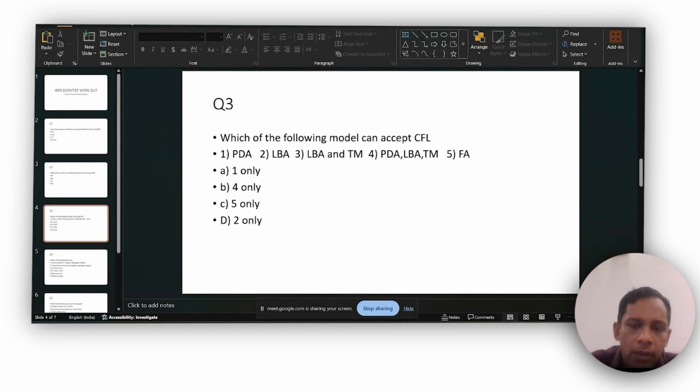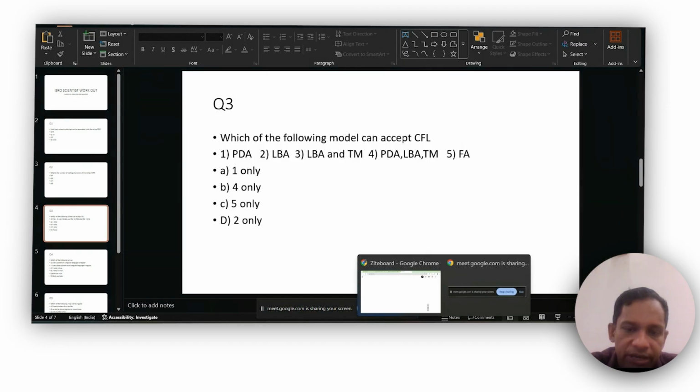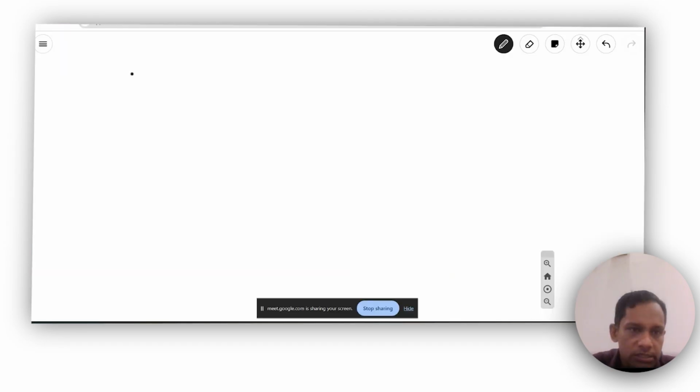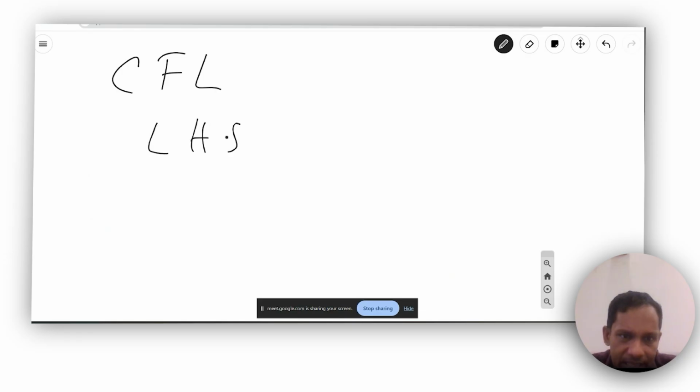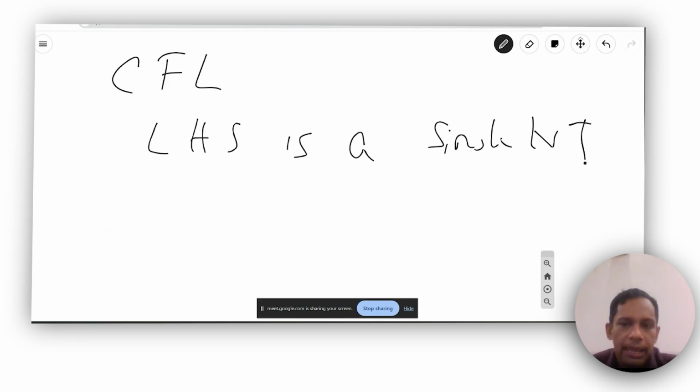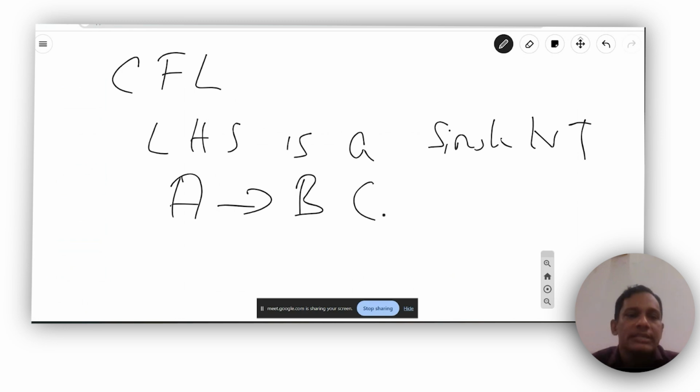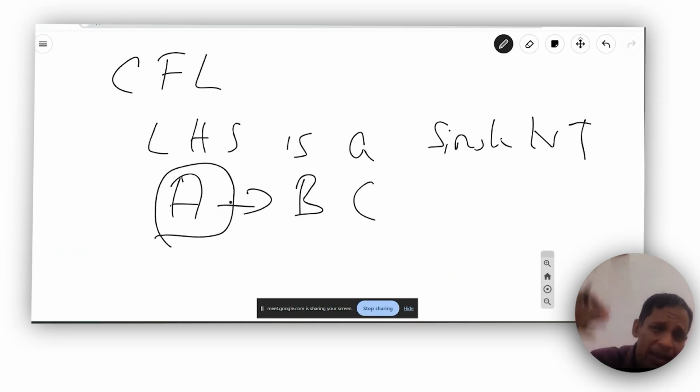Now, which of the following models can accept context-free language? See, so what is context-free language? LHS is a single non-terminal. For example, capital A giving capital B, C. It's a convention that non-terminals are represented by capital letters. So LHS is capital A, a single non-terminal. So context free means the LHS at any context is free from terminals.